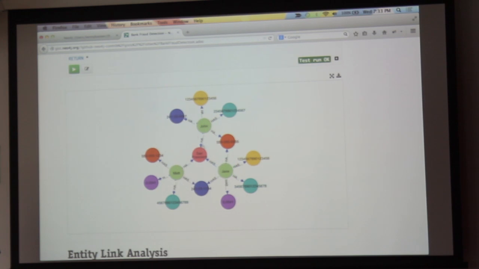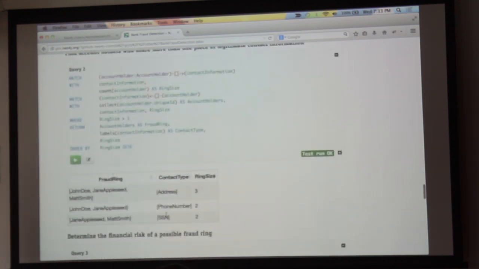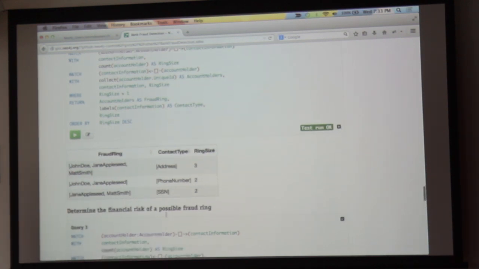It says Jane, John and Matt, they live in San Francisco. Jane and Matt share a social security number. So I want to identify that with a query. And so we see here that the fraud ring is John Doe, Jane Appleseed, and Matt Smith. And we see that they share the contact type address and the size of the ring.